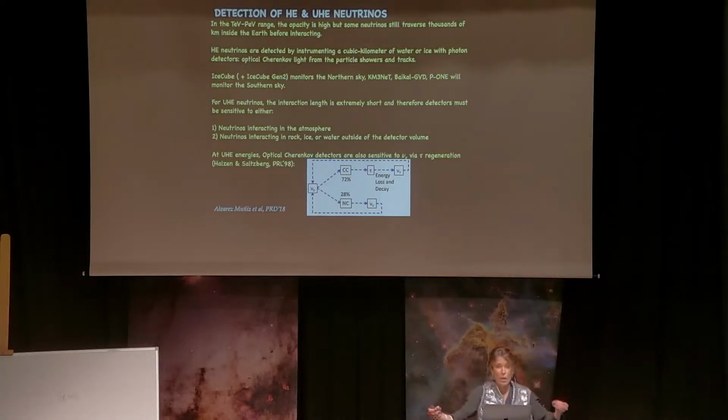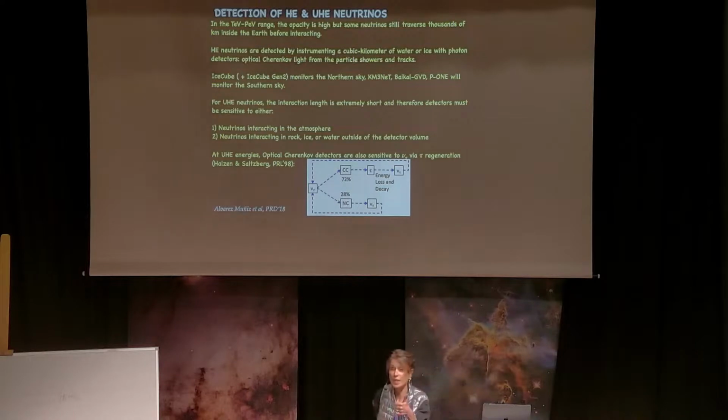water or ice with photon detectors, okay? These are the so-called optical Cherenkov detectors, okay? Which detect both tracks and showers, okay? IceCube monitors the northern sky, while KM3NeT and the previous ANTARES are monitoring the southern sky, okay?